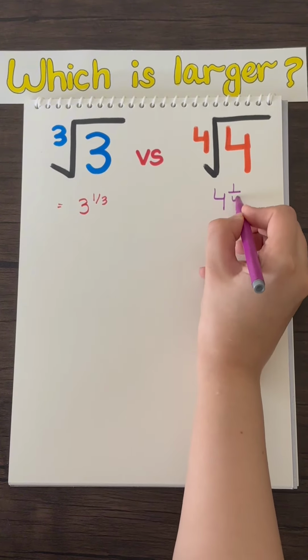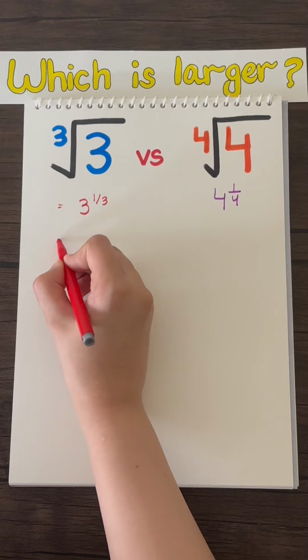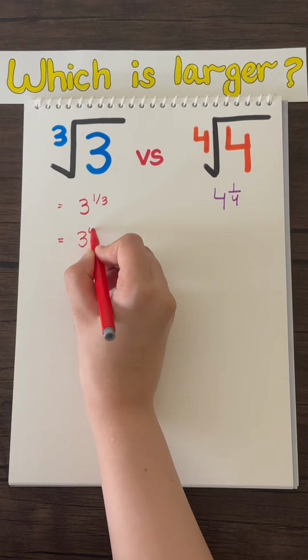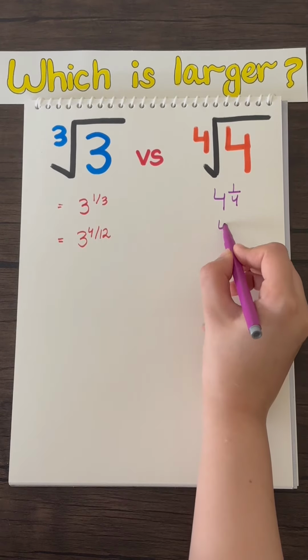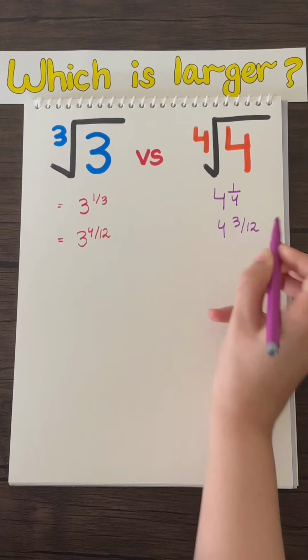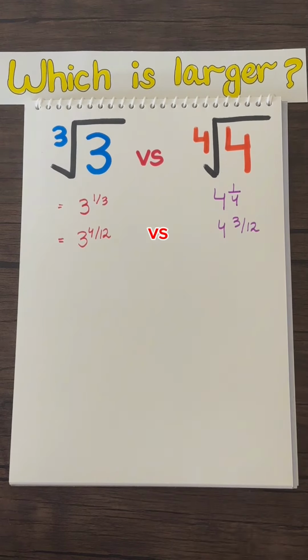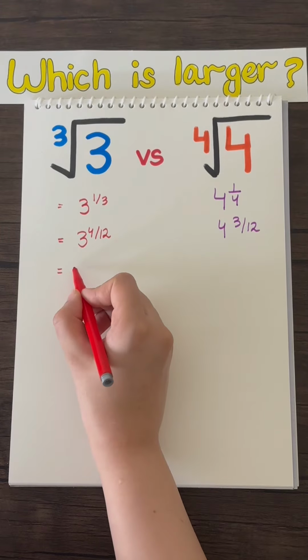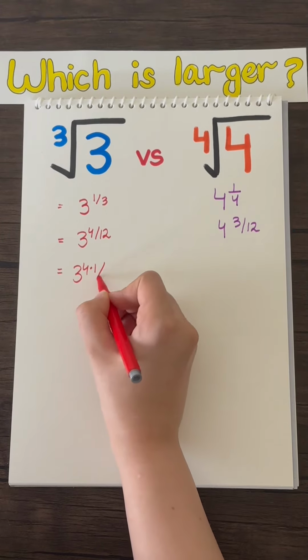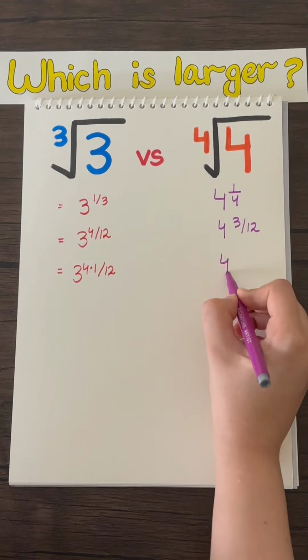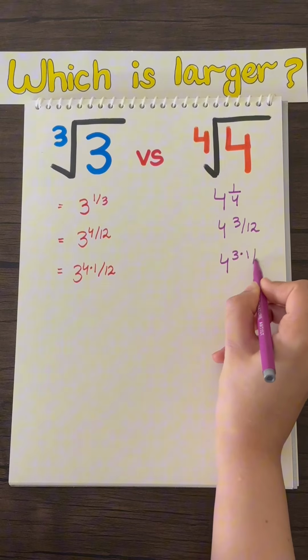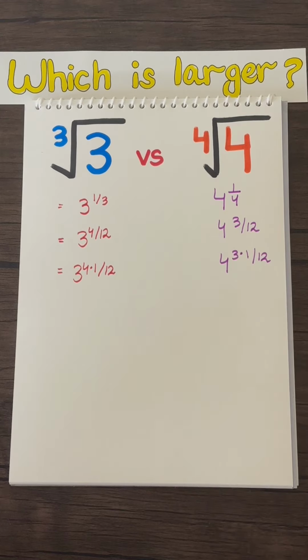4 as 4 to the 1/4. Let's give these fractions a common denominator. This 1/3 can be written as 4/12, and the 1/4 can be written as 3/12. So we end up with 3 to the 4/12 versus 4 to the 3/12. Now we can rewrite 3 to the 4/12 as 3 to the 4 times 1/12. On this side, we can rewrite 4 to the 3/12 as 4 to the power of 3 times 1/12.